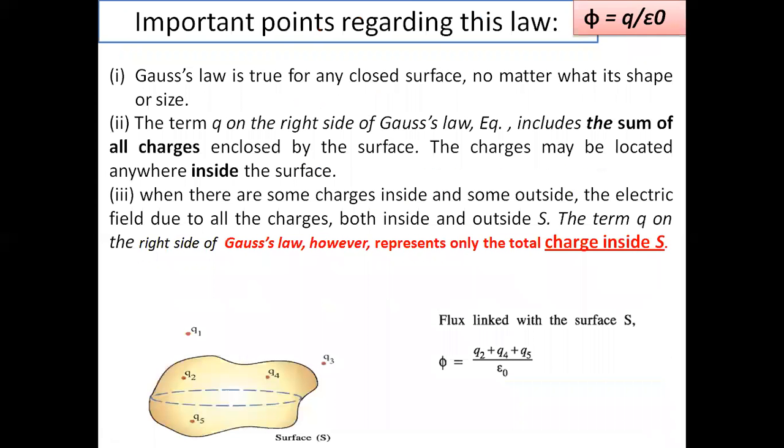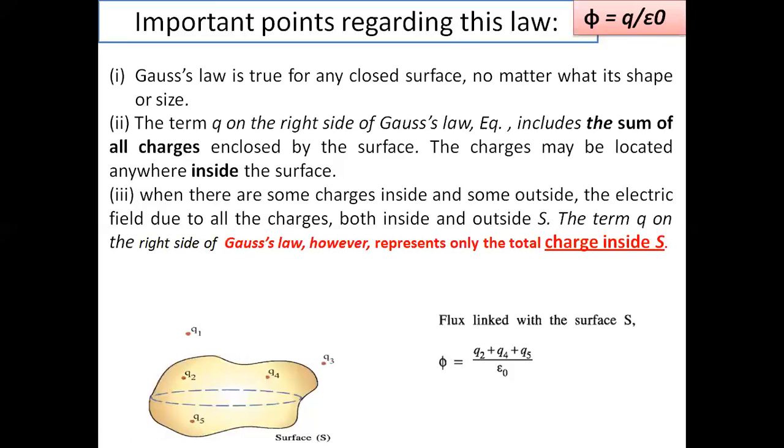Now, to use Gauss's law, we have to remember some points. As we know, we derived that Gauss stated that flux phi is equal to Q divided by epsilon naught. So the first point to remember: Gauss's law is true for any closed surface, no matter what its shape or size.